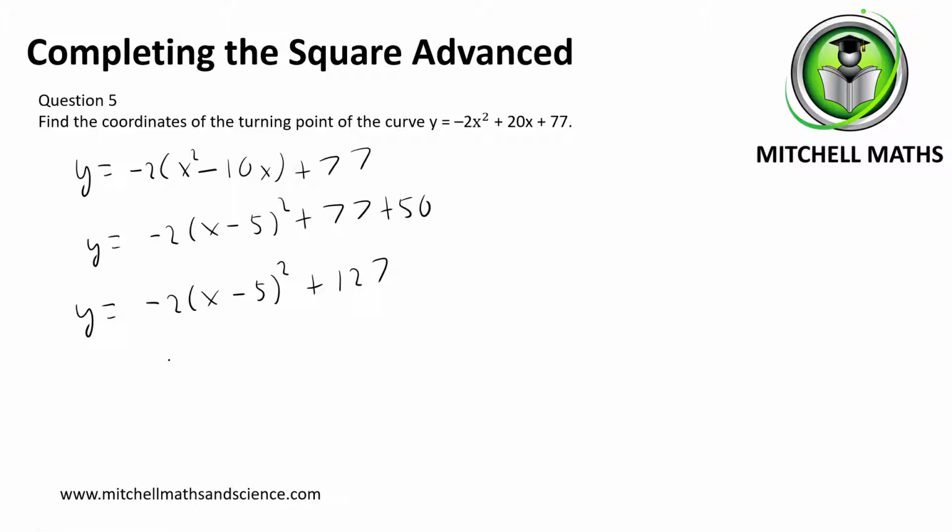Therefore, my turning point, well, to make this 0, x would need to equal 5. And when this is 0, y is equal to this number here, which is 127. Therefore, our coordinates are going to be 5, 127.